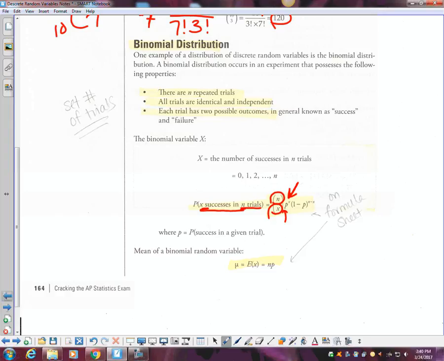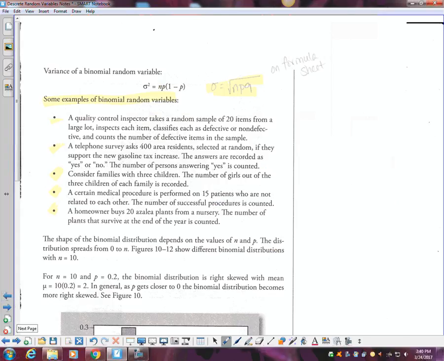The mean of a binomial random variable is np. So n is the number of trials, and p is the probability of a success. Variance. Now remember, variance is sigma squared. Not really something you need to focus on, but you do need to know the standard deviation. So that's just the square root of npq.